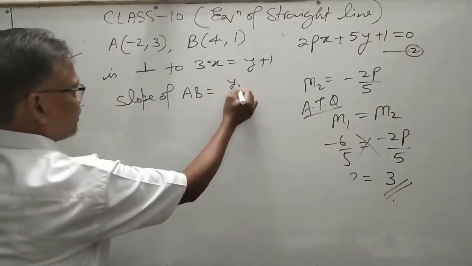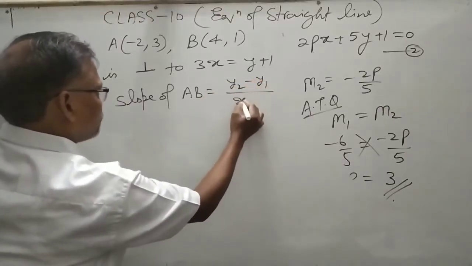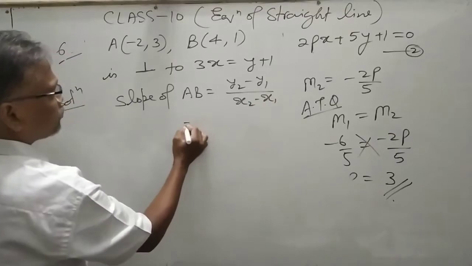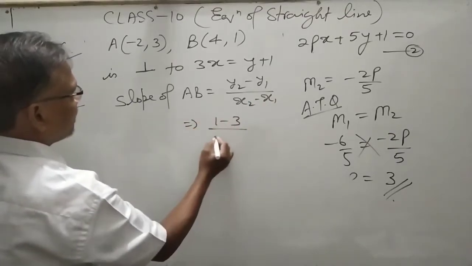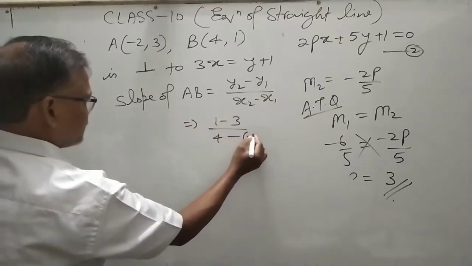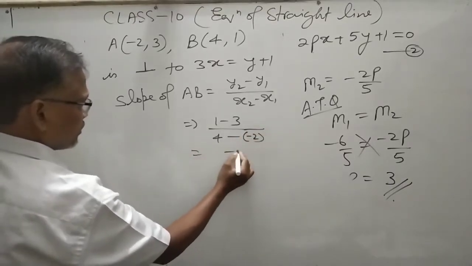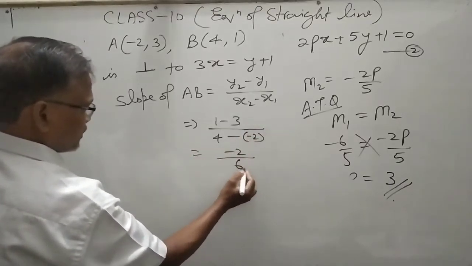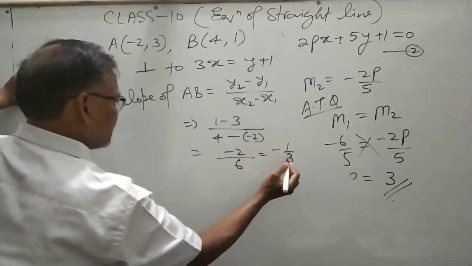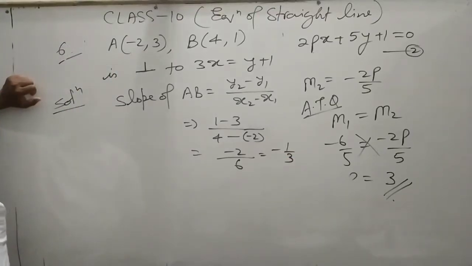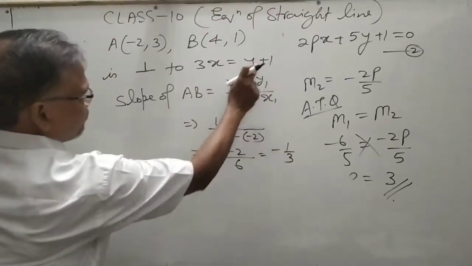The slope is (y2 minus y1) upon (x2 minus x1). So it will be (1 minus 3) by (4 minus (minus 2)). So 1 minus 3 is minus 2, by 6, which is equal to minus 1 by 3. This is the slope. And now find the slope of this.